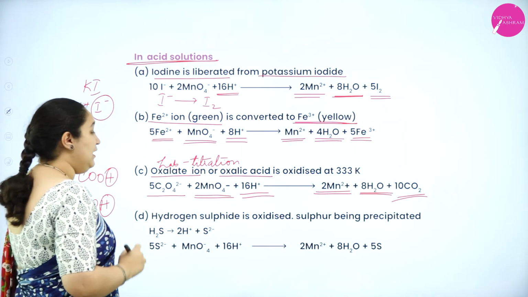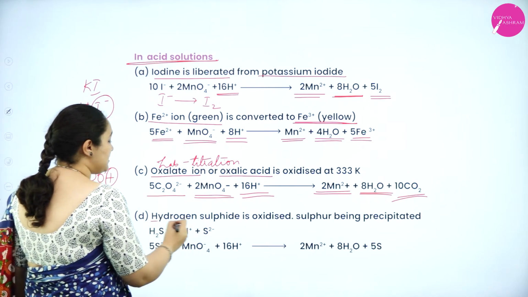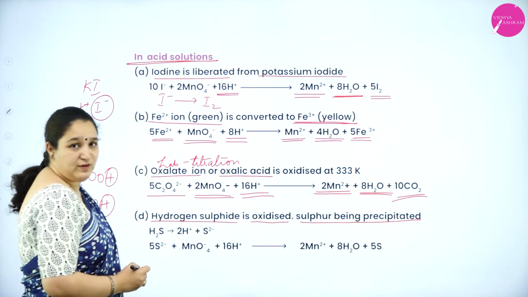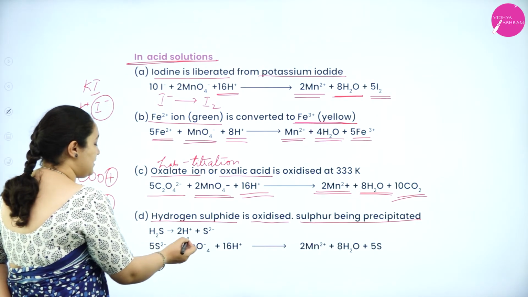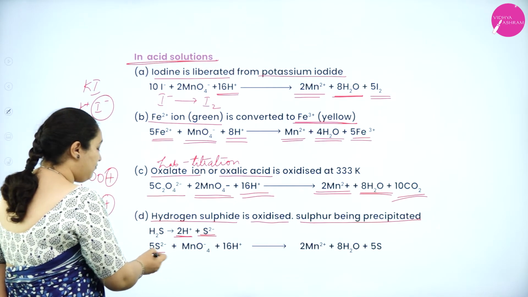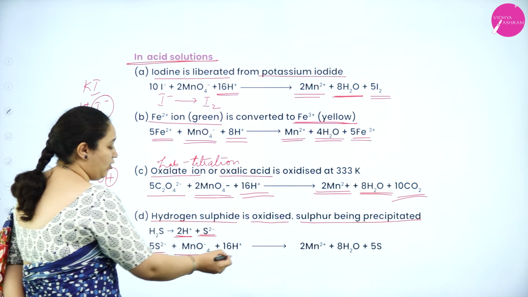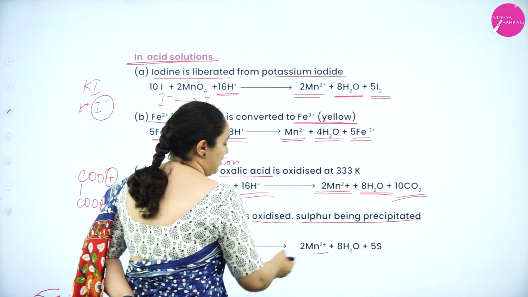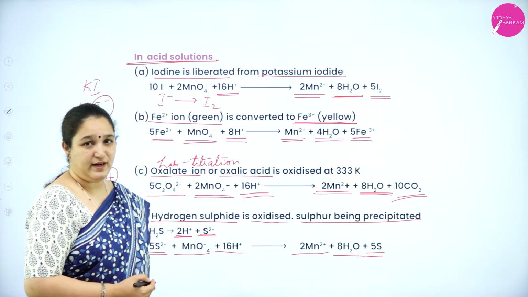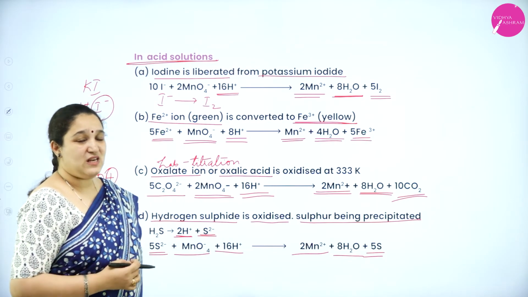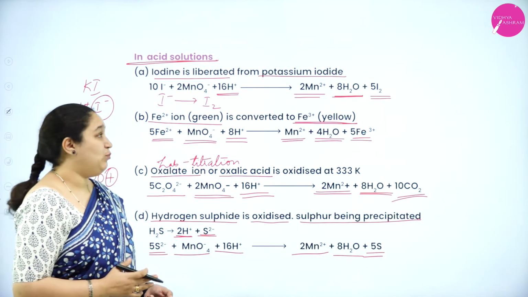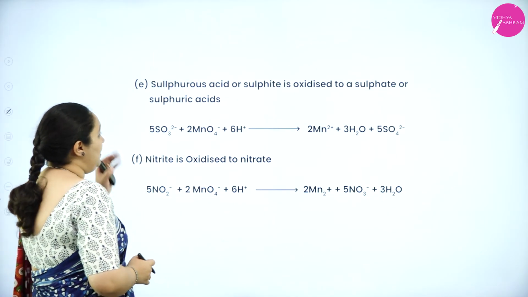Okay. Last one is hydrogen sulfide is oxidized to precipitate sulfur. Now hydrogen sulfide H2S is what? H plus ion and S2 minus ion. So sulfide ions with permanganate ion in the acidic condition give Mn 2 plus, water, and sulfur is precipitated. Okay. So these are some of the reactions in acidic solution. Some more we have, we'll see.